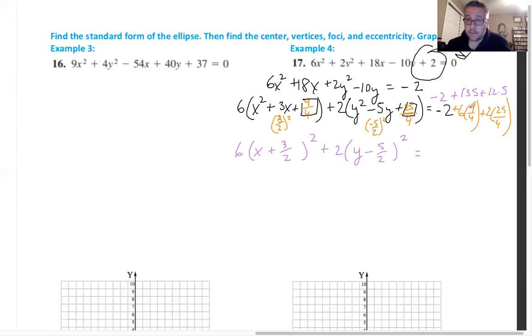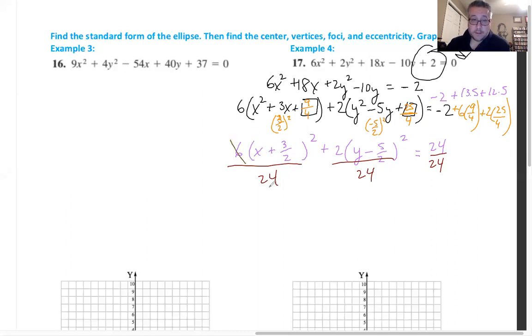13.5 and 12.5, what is that? 26 plus -2 is 24. So now I need to get my 1 instead of 24. So I divide it by itself, and I divide by 24 everywhere to balance it out. Now I will simplify, and we will be well on our way here.